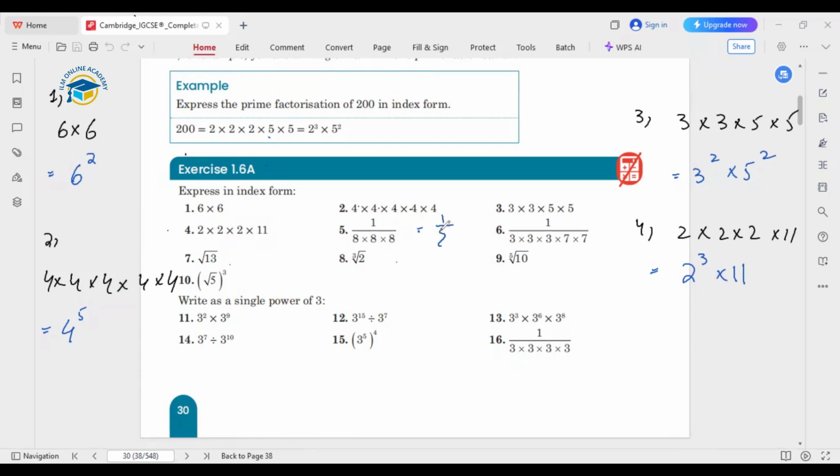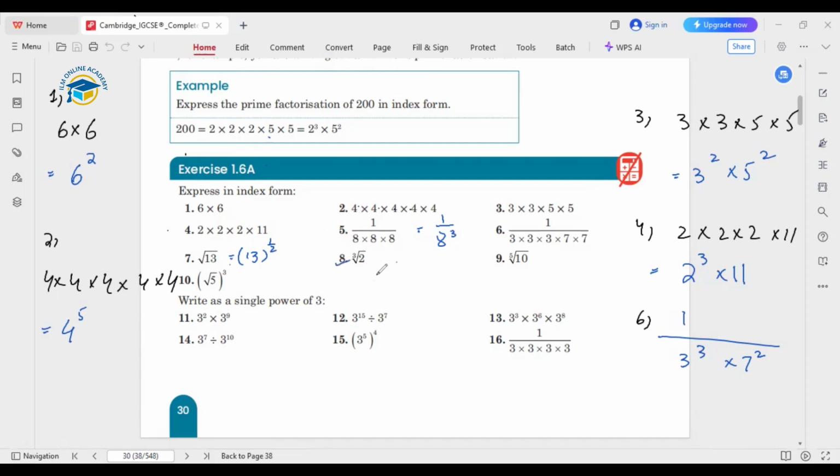We have 1 by 8 raised to the power 3 here. Let me write the answers directly as the question is in front of you. For this one we can write 1 by 3 raised to the power 3 and 7 raised to the power 2. For the seventh one, they just gave us the square root, but we need to express them in the form of power, in the form of index. So you can just write 13 raised to the power 1 by 2. In this way you need to represent.